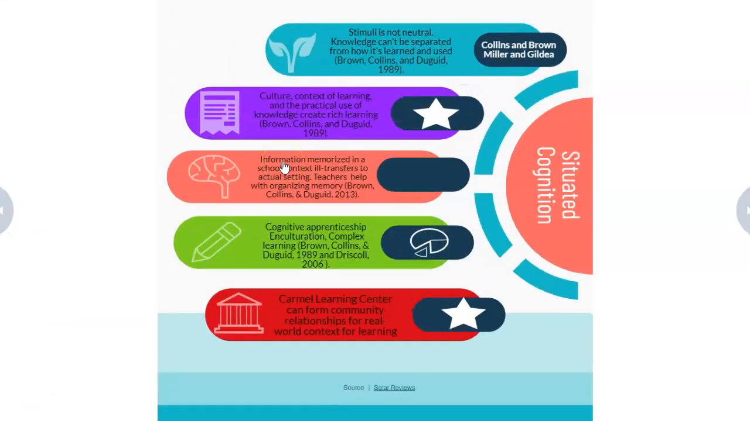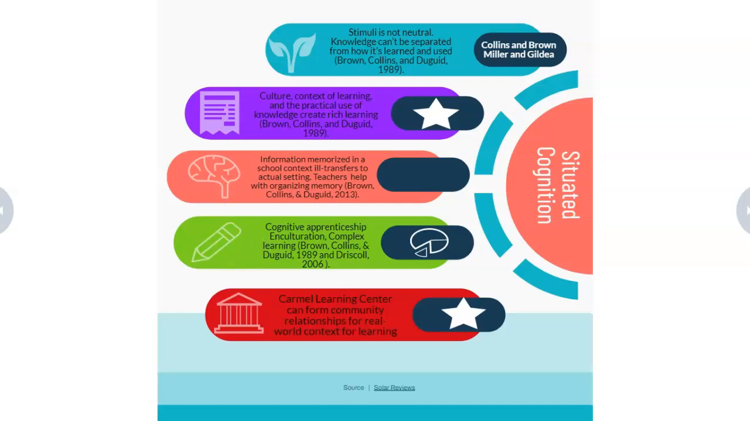When we ask about memory, situated cognition reminds us that information memorized in a school context ill transfers to the actual setting. Teachers can help with organizing memory, but memory created in actual settings, doing the practice of practitioners, is the richest.